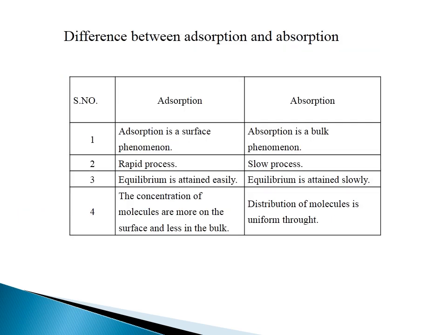Now we will see the difference between adsorption and absorption. So what is adsorption? Molecules accumulate over the surface. So adsorption is a surface phenomenon, whereas what is absorption? Molecules are uniformly distributed throughout the body. So absorption is a bulk phenomenon. Adsorption is a fast process, whereas absorption is a slow process. In adsorption, the attainment of equilibrium is easy, whereas in absorption, attainment of equilibrium is slow.